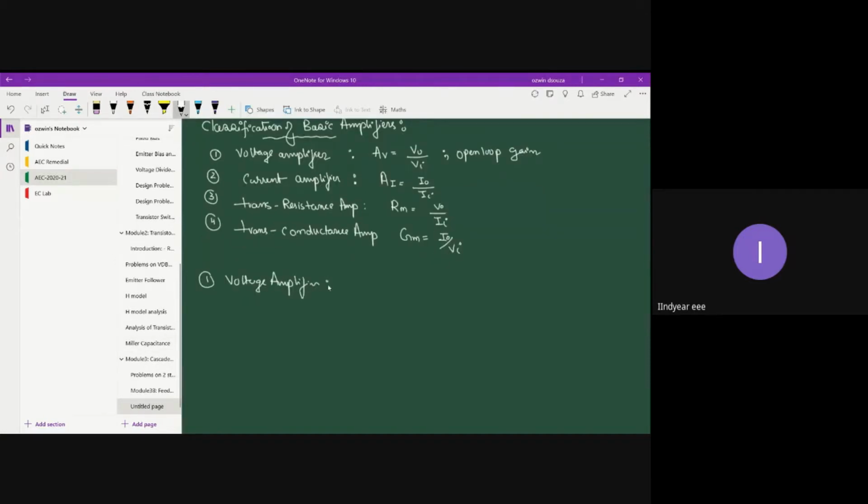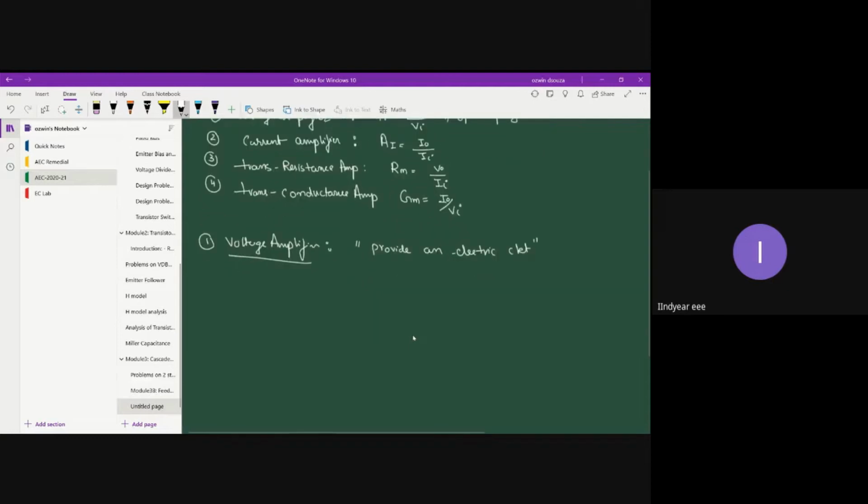Remember one thing, in this discussion, our aim is to provide an electric circuit. So our aim is to provide an equivalent circuit which talks about the voltage amplifier. Now, how do you construct an electric circuit? You can construct electric circuit based on 2-step approach. So this is the algorithm which I have derived.